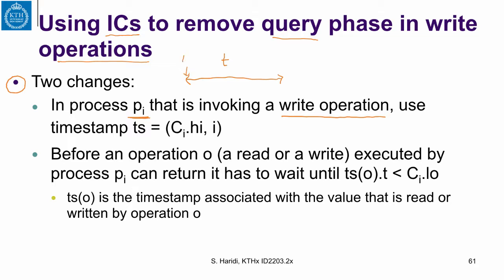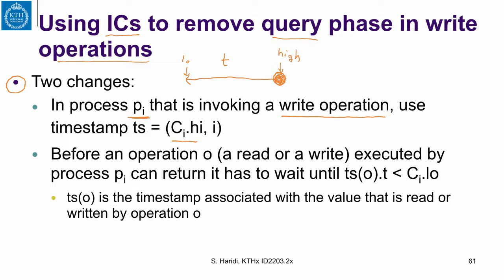This is low and this is high. And now the processor wants to assign a timestamp for the write operation. The way it will assign the timestamp is to assume the worst case and say, okay, here is where my timestamp should be. So we use c_i.high to be the timestamp. So this is how you assign a timestamp in the write operation.